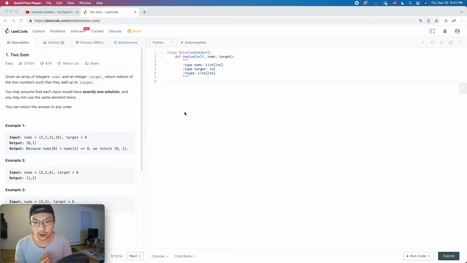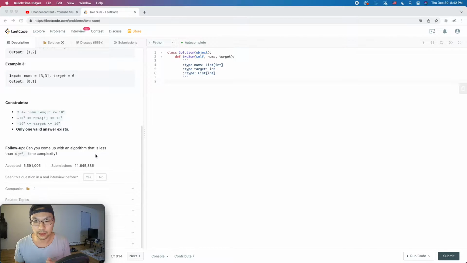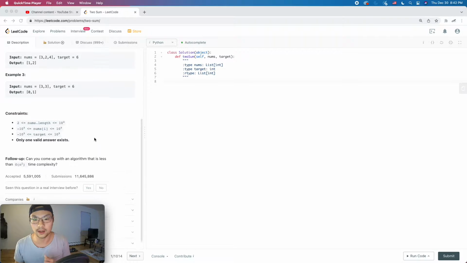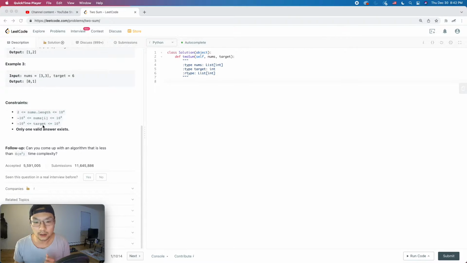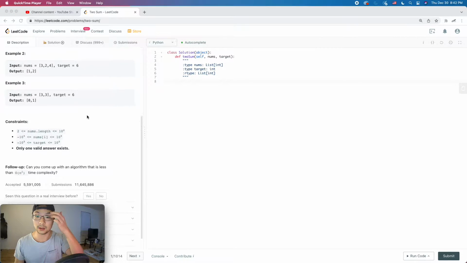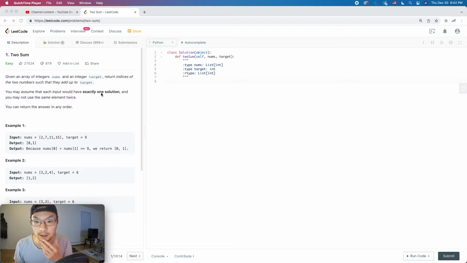Okay, so we're getting nums and a target, and we're trying to figure out what indices add up to that. We're going to have a unique solution. One valid answer exists. So target is going to be a number, a valid target. So nums is going to be greater than 2. So if we can't find any, then there's going to be a valid solution.